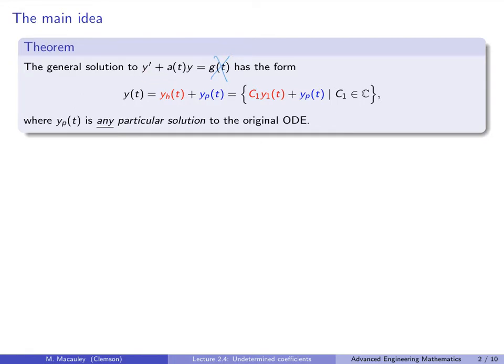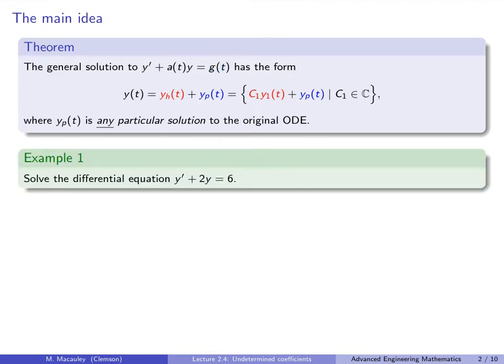Now, the homogeneous equation has a one-parameter family of solutions. That's a one-dimensional vector space, so it's c1 y1 of t for some non-zero y1, and then we add any particular solution that we can find. So this has a structure like a line through the origin. It's like a vector space shifted away from zero.